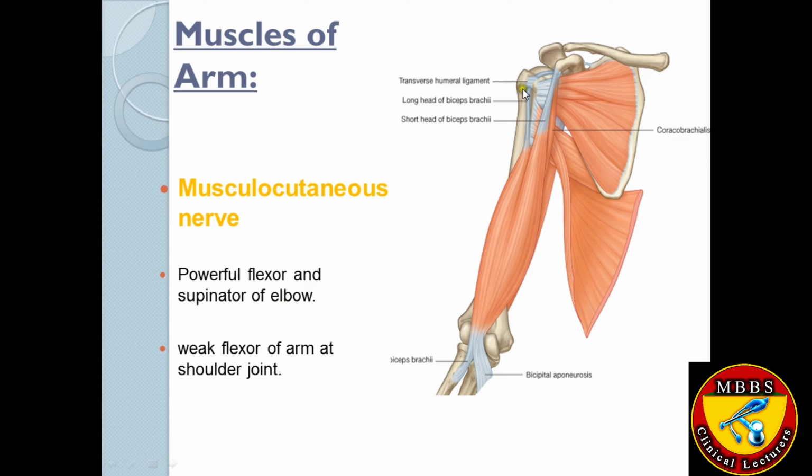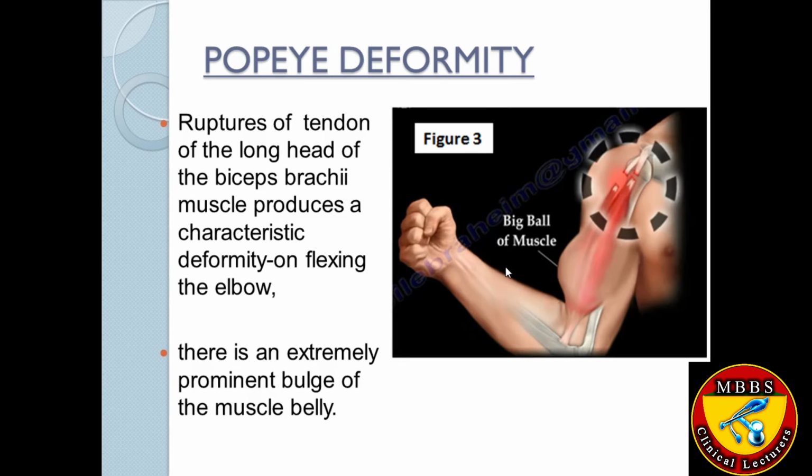This muscle is also crossing the shoulder joint. So when it contracts, it will work as a weak flexor of the arm at the shoulder joint. The main function is performed at the elbow joint, and the main function is powerful flexion and supination at the elbow joint. It is innervated again by the musculocutaneous nerve.